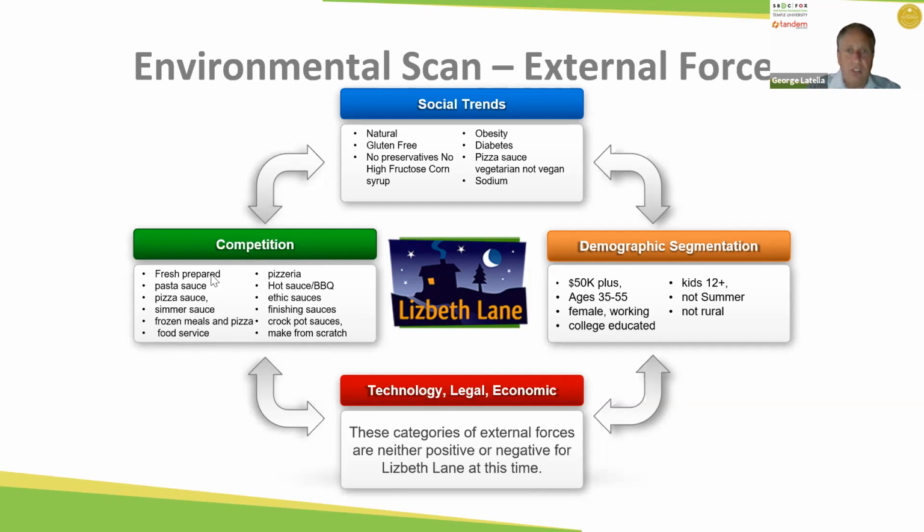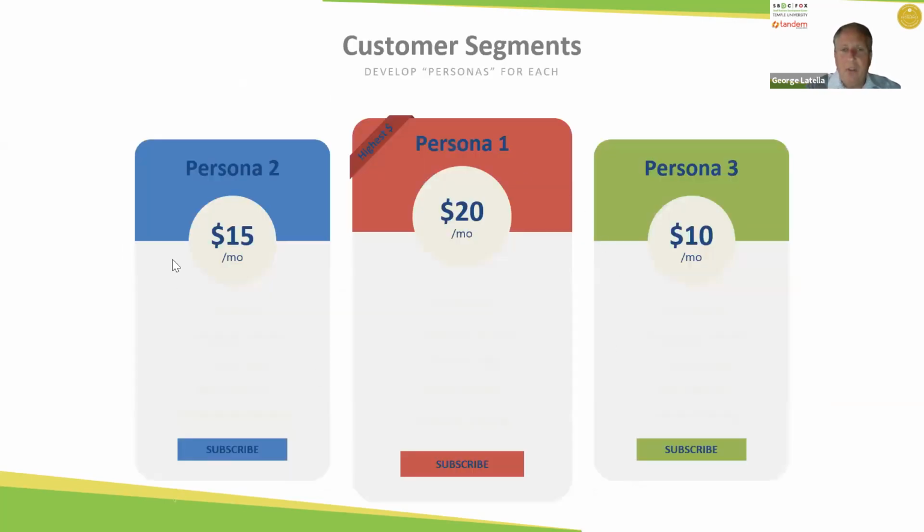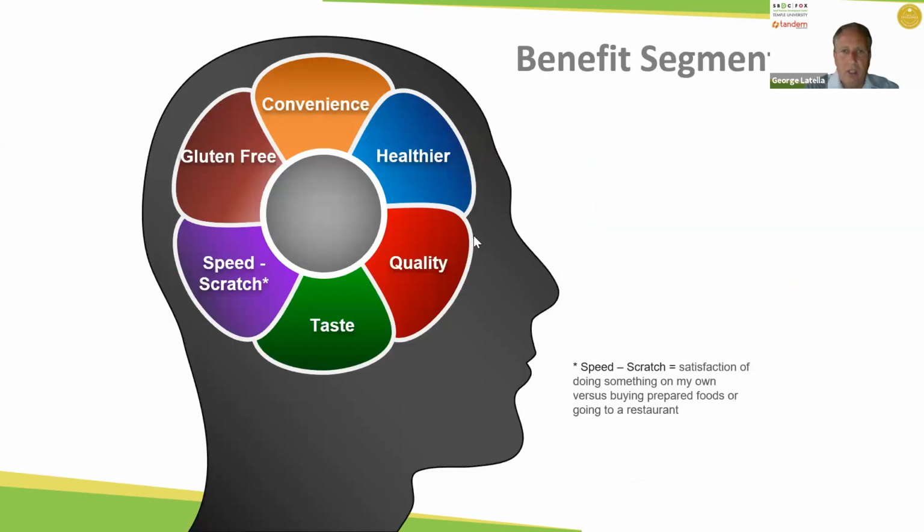And again, you could do this as well. We had them create 3 personas, which I can't share with you, but they created 3 different people that they thought would be buyers. And then we said, what are these people looking for? Benefits, solutions to problems, convenience, health, quality, taste. Back then, gluten-free was really important. Their product was gluten-free. So here's an example of benefits and what people might like.